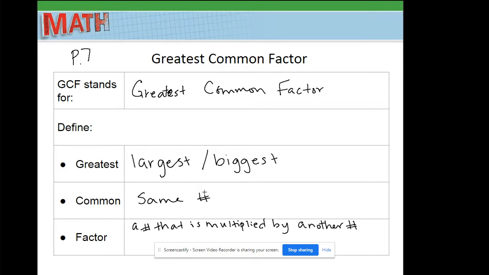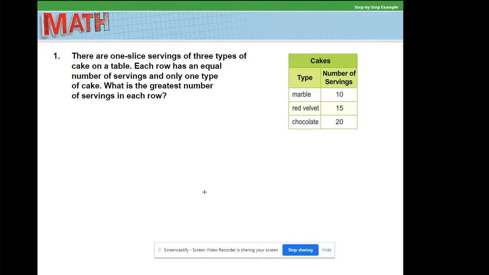All right. So our first example on page 8 is number 1. It says there are slice servings of 3 types of cake on a table. Each row has an equal number of servings and only 1 type of cake. What is the greatest number of servings in each row? Okay, so to figure that out, we are going to list the factors of each number.